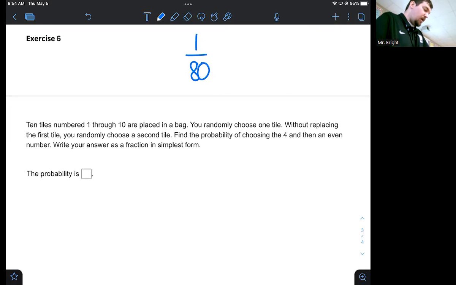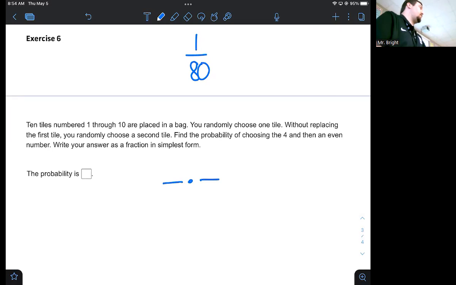10 tiles are numbered 1 through 10 and placed in a bag. You randomly choose one of the tiles. Without replacing the first tile, you randomly choose a second tile. Find the probability. Okay, so probability, I'm writing my answer as a fraction. How many fractions do I need? 2. Why? Yeah, I'm drawing 2 times. Exactly right. I need 2 fractions because I'm drawing 2 numbers out.